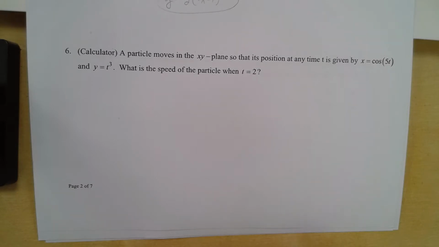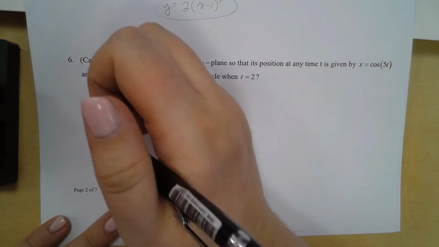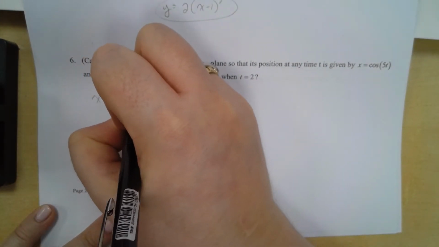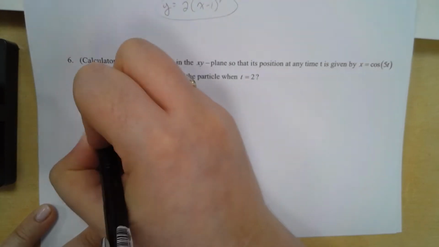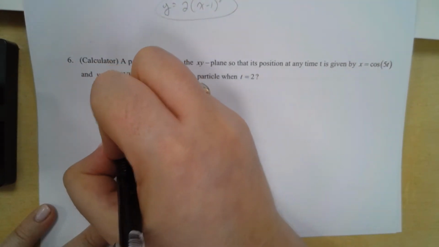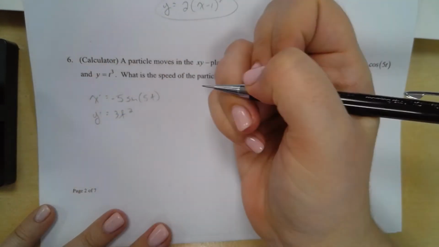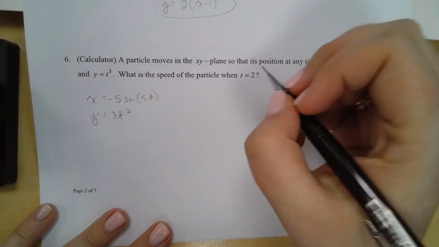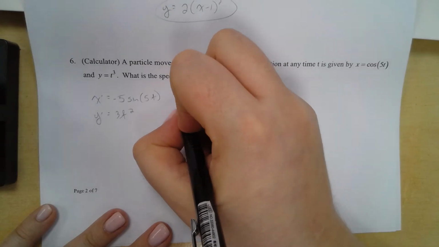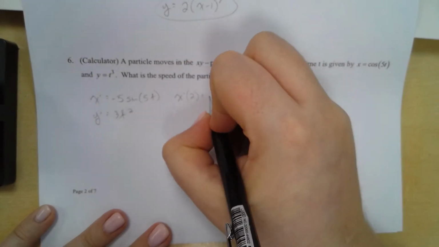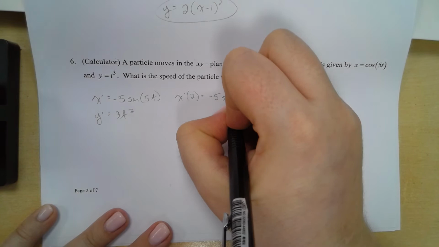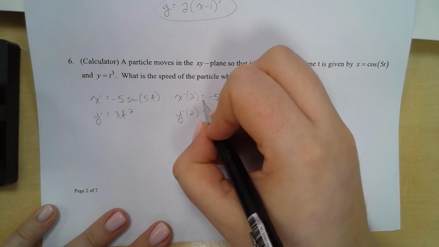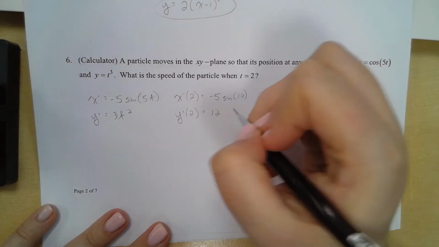Well, first we need to find our derivative, right? So x prime is equal to negative 5 sine of 5t, and y prime is equal to 3t squared. Then we're finding this speed when, I'm sorry, when t is equal to 2. So x prime of 2 is equal to negative 5 sine of 10, and y prime of 2 is equal to, looks like 12. Okay?